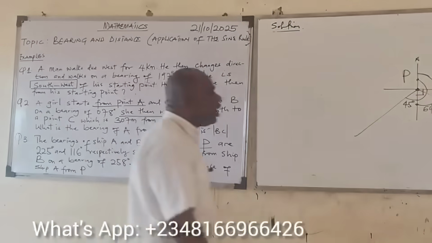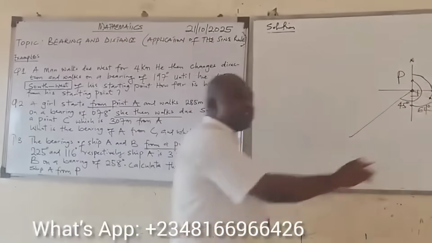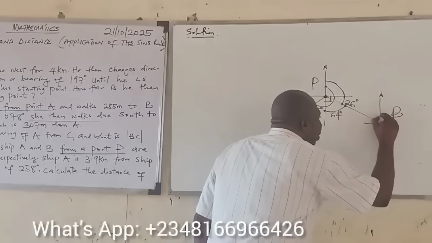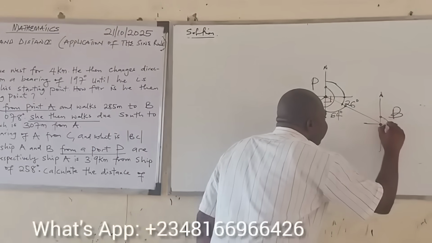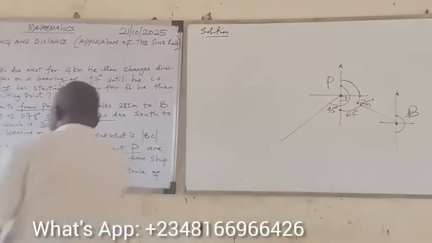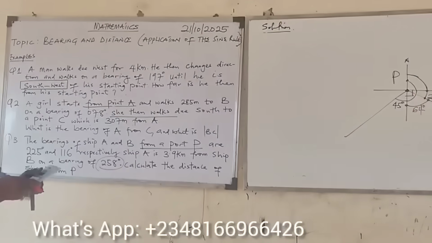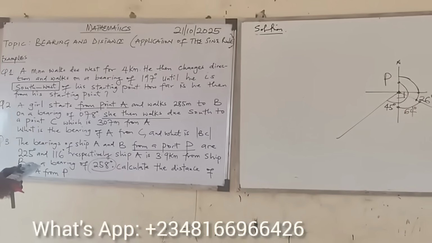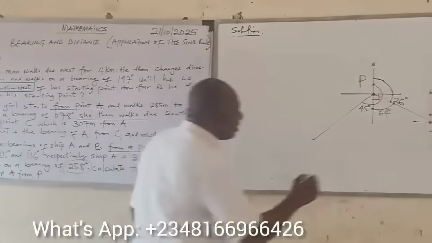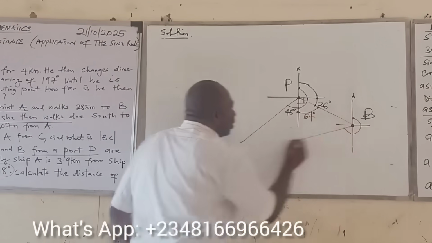Now, they said ship A is 3.9 kilometers from ship B on the bearing of 258 degrees. So now, A is 258 degrees from ship B. Now, this is ship B. Let's look at 258. So you start from the North Pole of B. Here, this is 90. 90 plus 90 is 180. Now, 180 plus what will give us 258? So 258 minus 180 gives us 78. So you have 78 degrees inside. So here, you take it down.